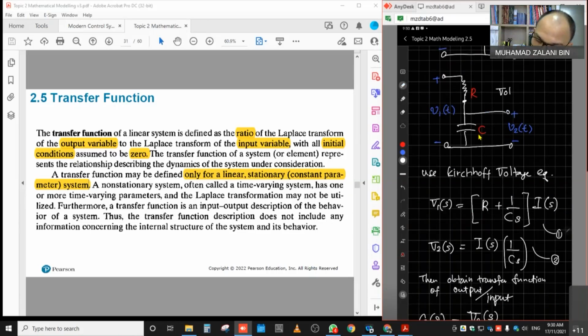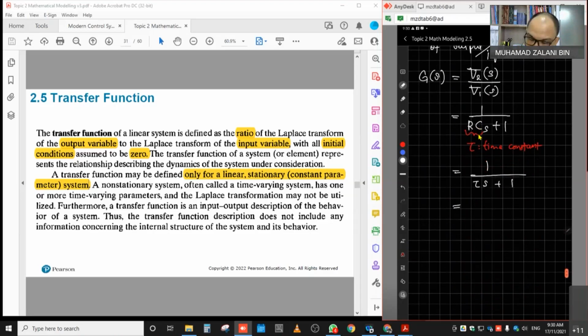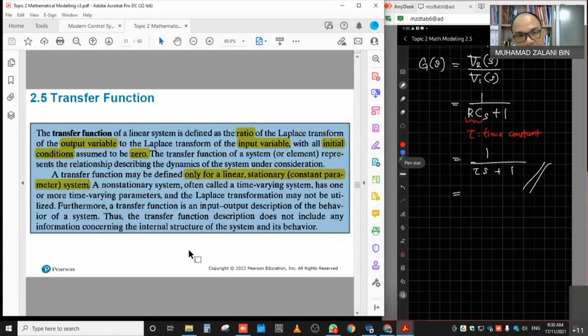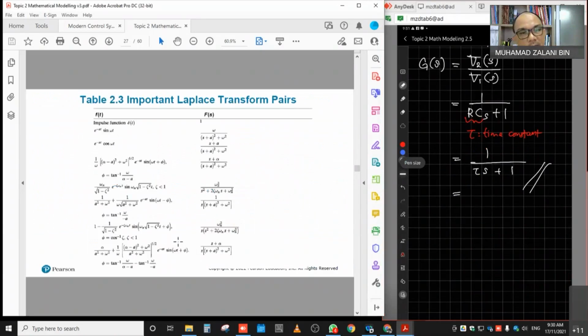Actually, this is a voltage divider circuit. All right. But up to this stage, we can still simplify this. Remember when we do the transform, we need to do another transform to get back to the time domain.